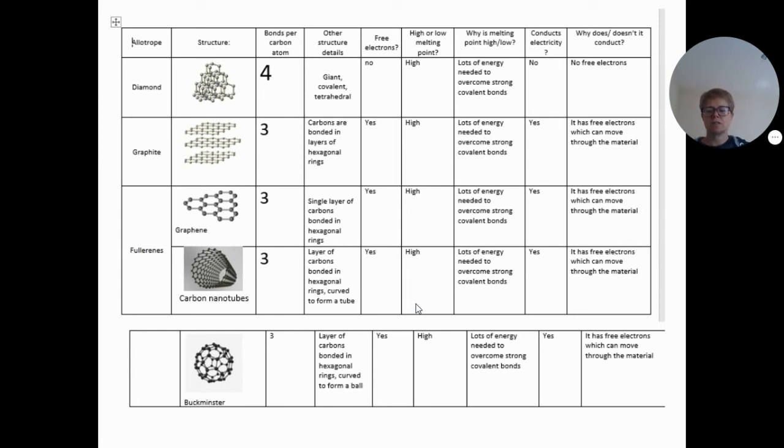And these are the sorts of answers you should have. So again, you can pause that and just make sure that you've got every bit of detail that you need.